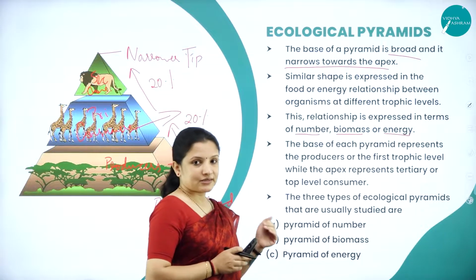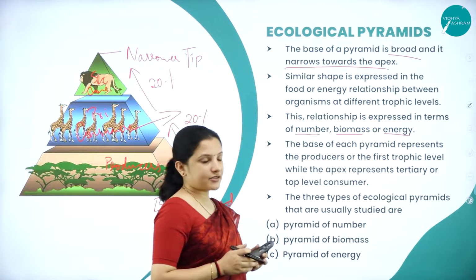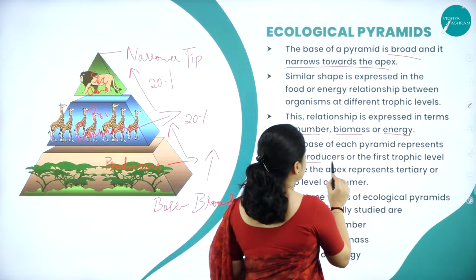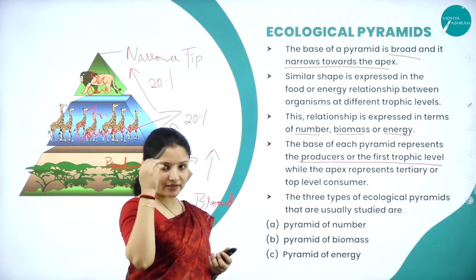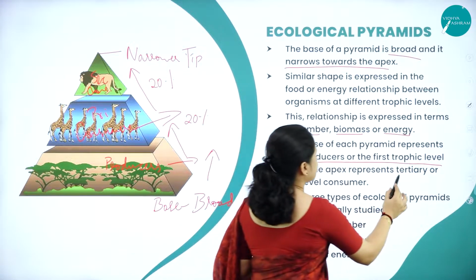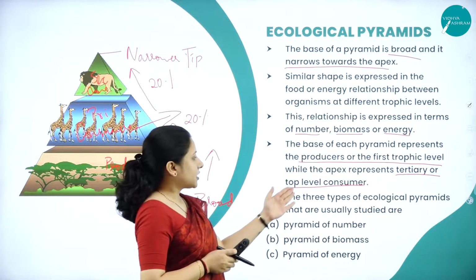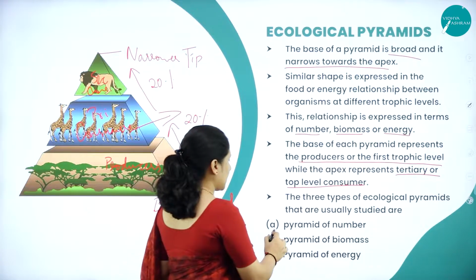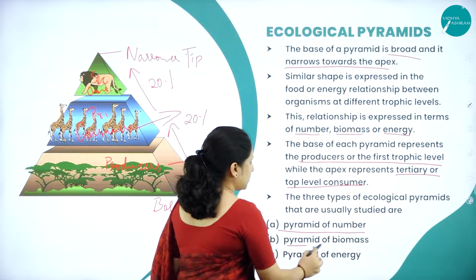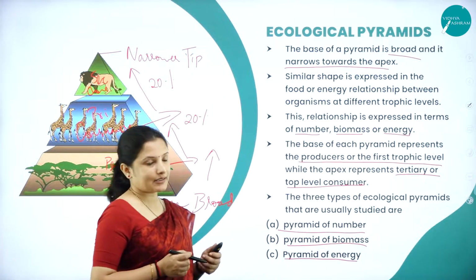So each of these we'll study in detail in the coming slides. The base of each pyramid, as I told you, represents the producers or the first trophic level, while the apex, that is the tip of the pyramid, represents the tertiary or the top level consumer. The three types of ecological pyramids that are usually studied are pyramid of number, pyramid of biomass, and pyramid of energy. So these three let us study in detail.